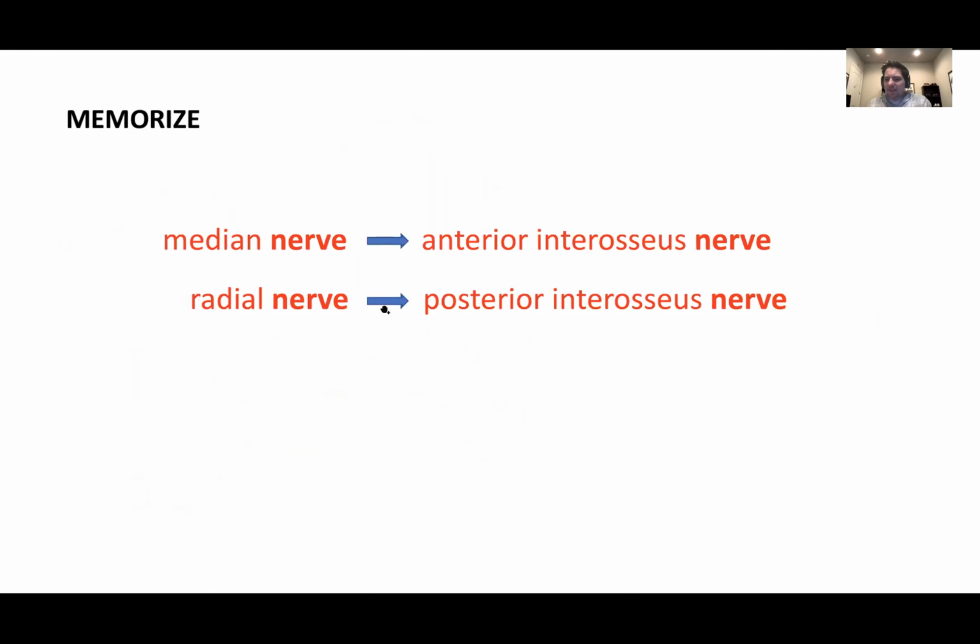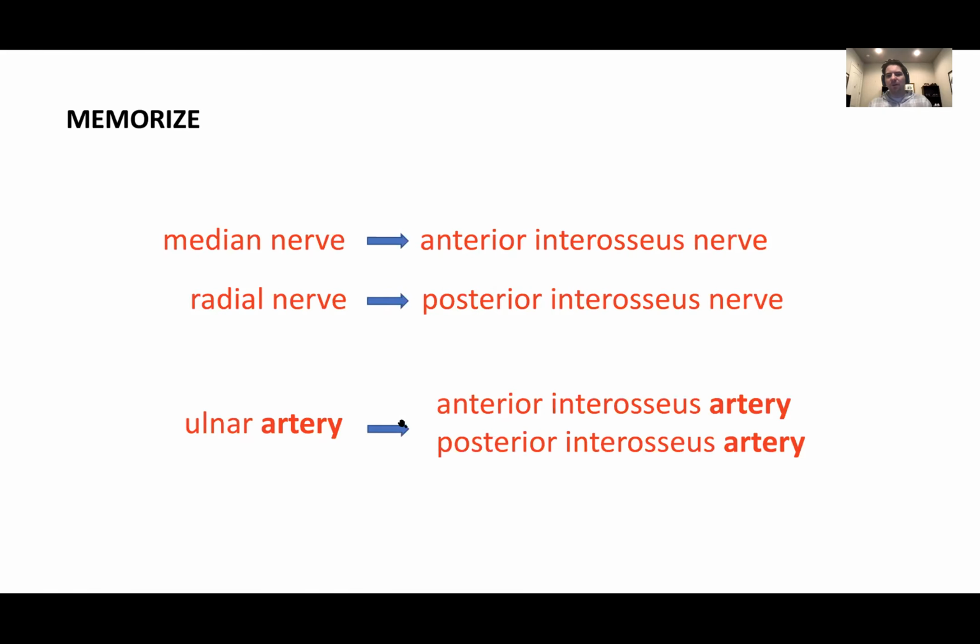A few other little things that we want to discuss that's a little tricky, that's not really covered well in the lectures. The median nerve and the radial nerve. So I'm sorry, let's just do this. The median nerve turns into the anterior interosseous nerve. Okay, the radial nerve turns into the posterior interosseous nerve. Makes sense anatomically, right? Here's the tricky part.